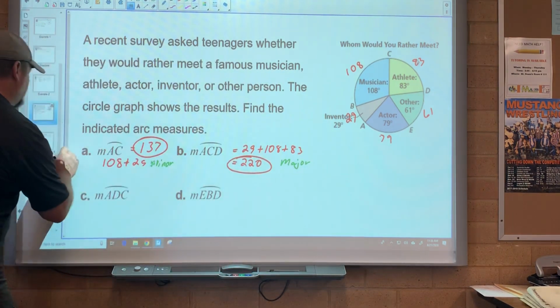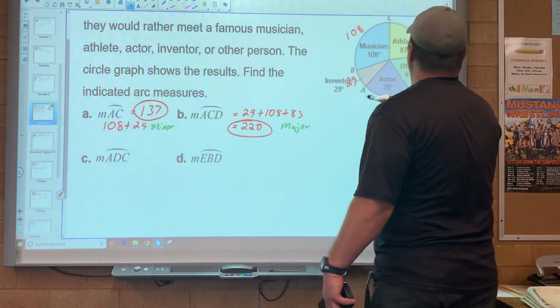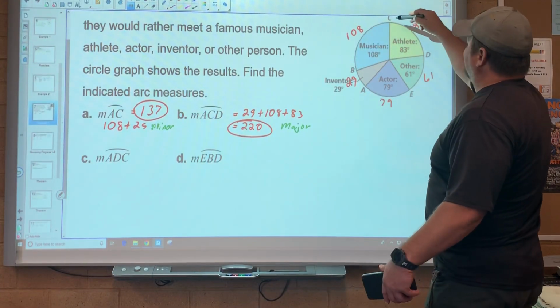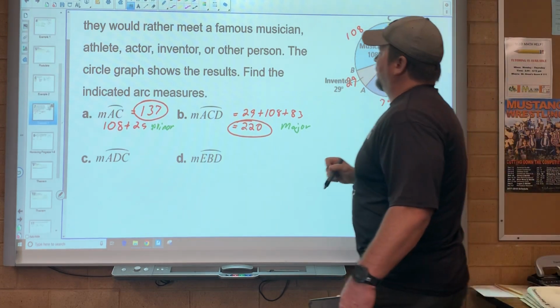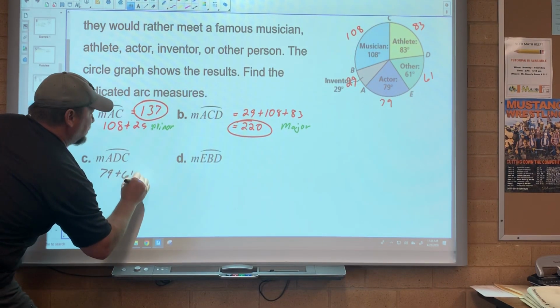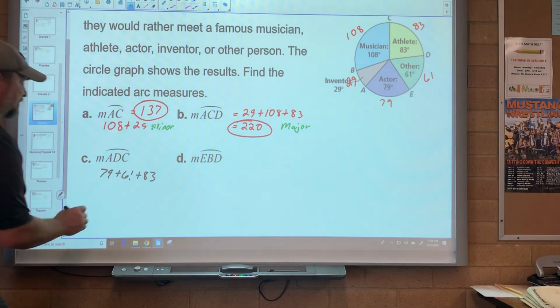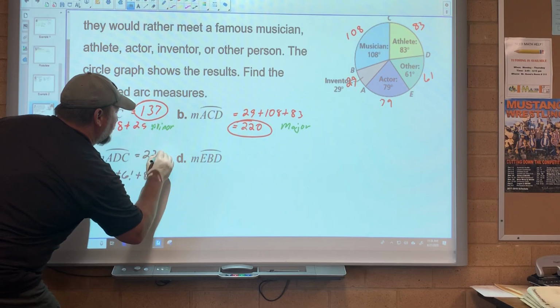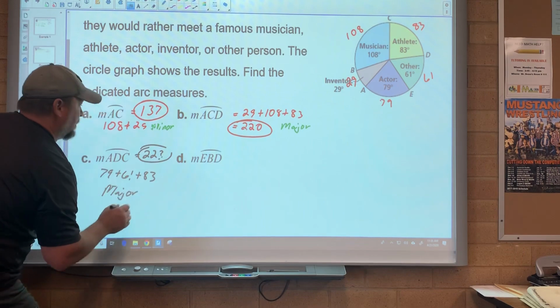Okay, we'll do our next one. ADC, A, D to C. So we're going this way, everybody. Follow it. 79, 61, and 83. 79 plus 61 plus 83. 79 plus 81. Oh, sorry, 61 plus 83 equals 223. And that is a major arc.